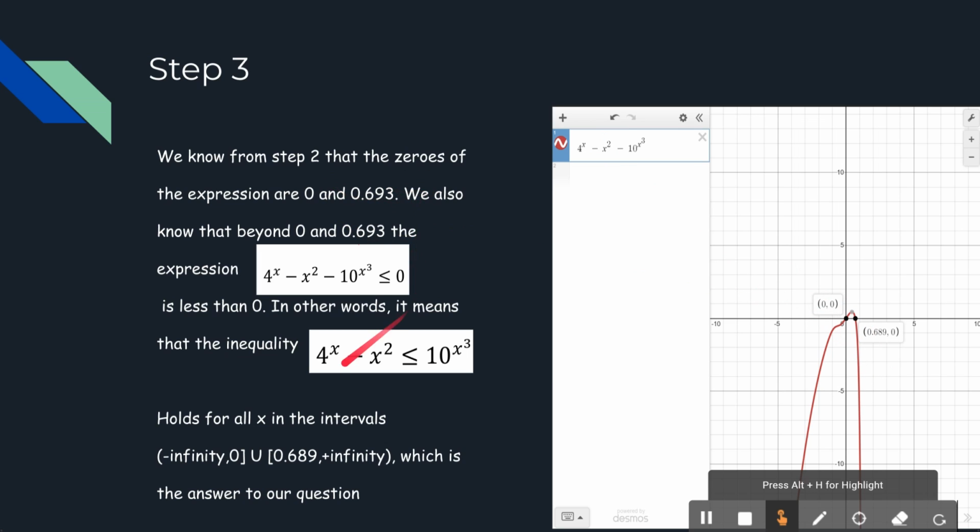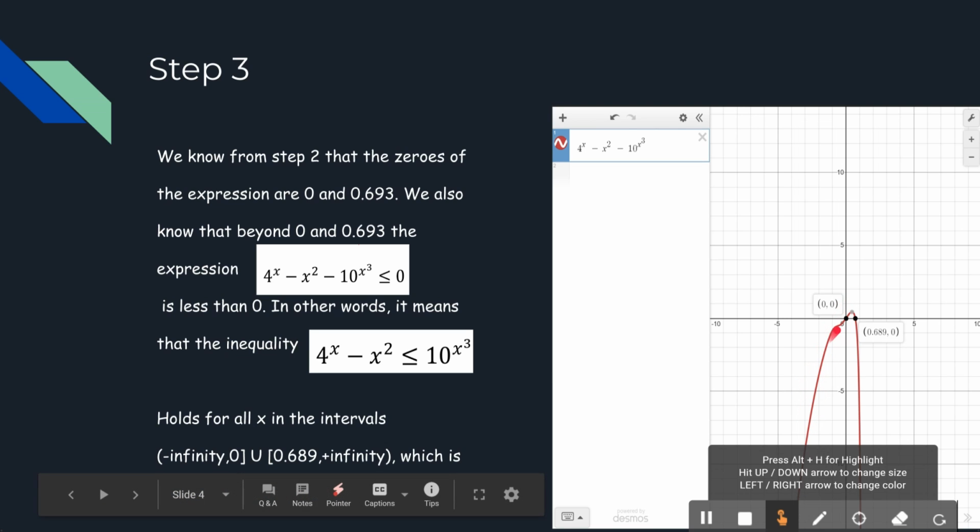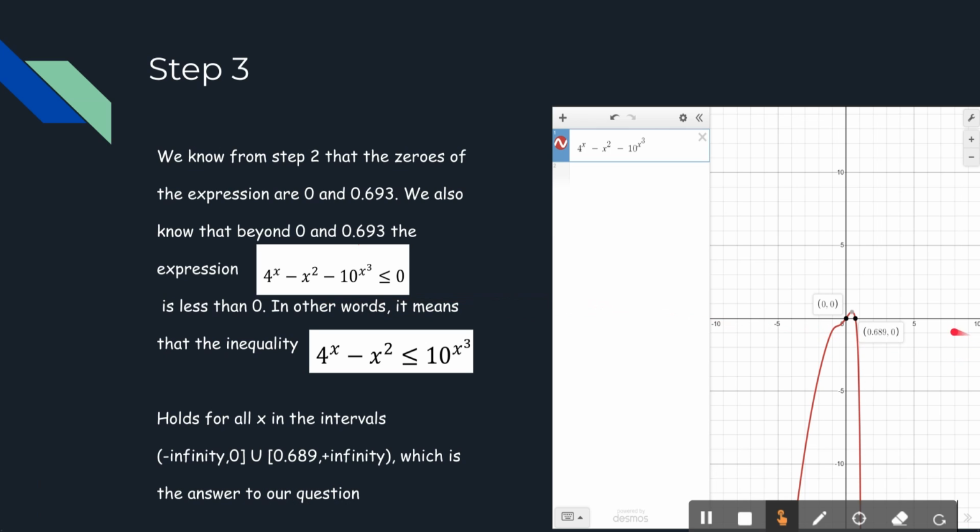I'm sorry, that's a typo. So, we found the values of x for which this expression is equal to 0. But we're mainly concerned about the values of x for which this expression is less than or equal to 0. So, looking at the graph, for all values of x less than or equal to 0, this expression is less than or equal to 0. Same thing with the right-hand side. When x is greater than or equal to 0.689, this expression is also true.